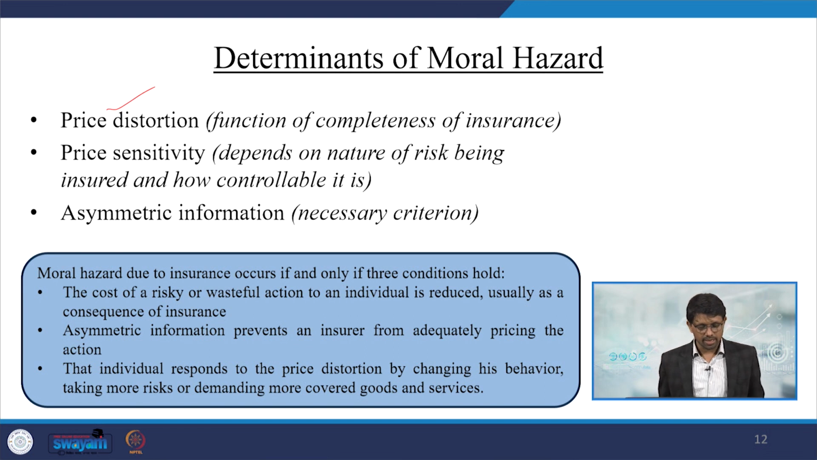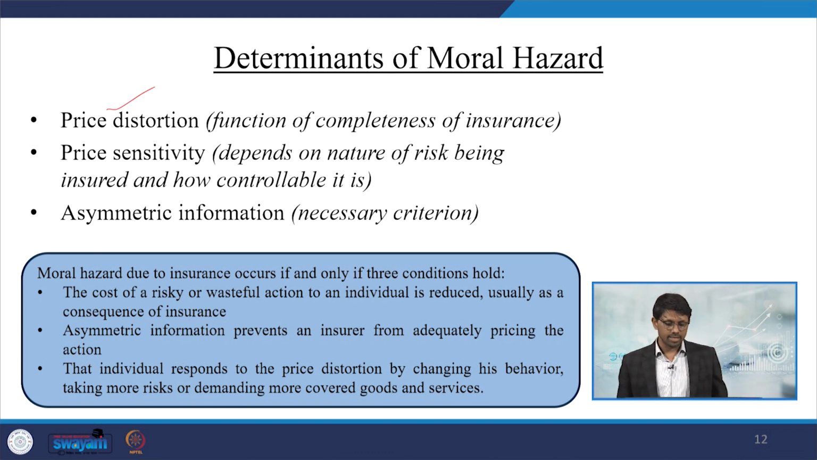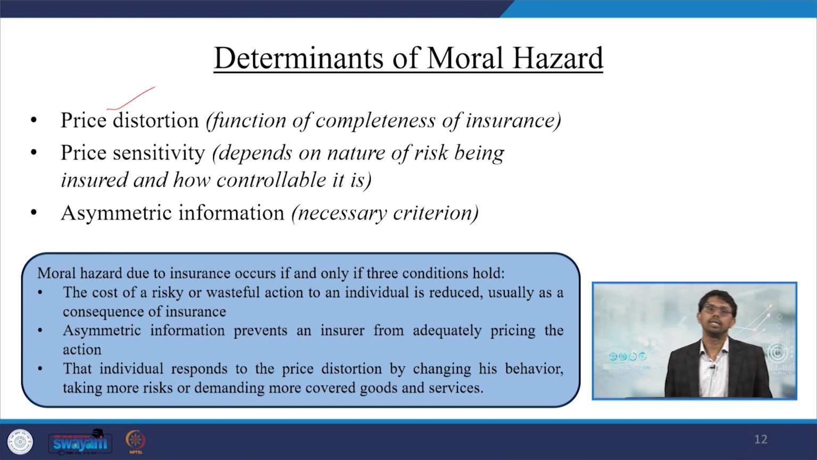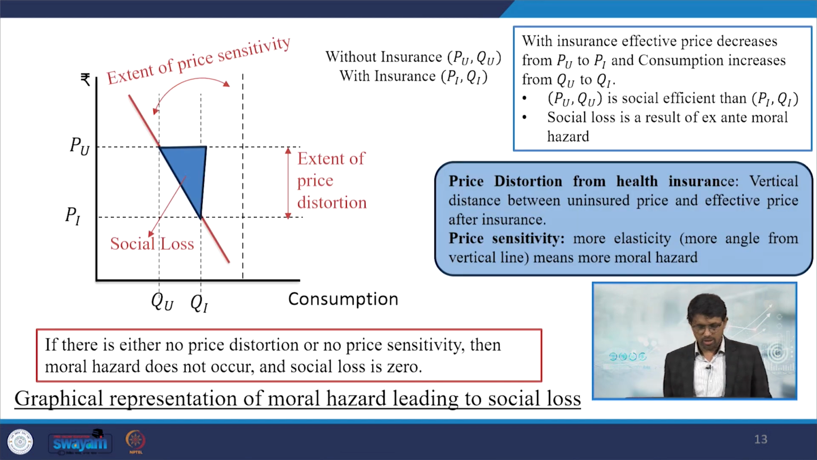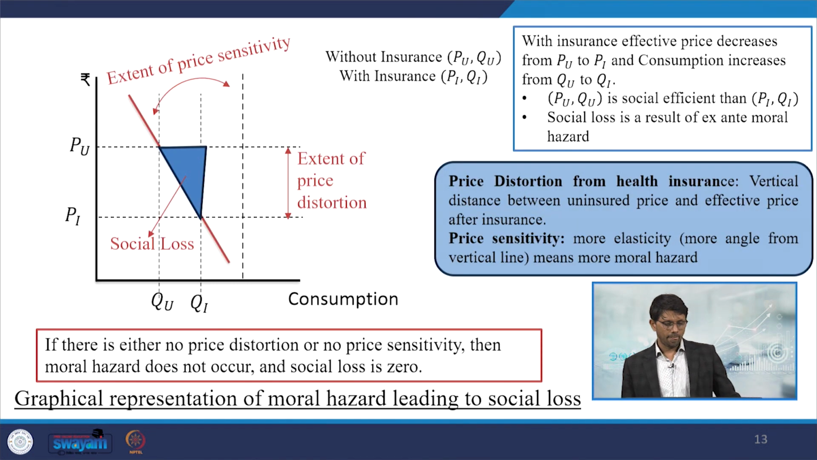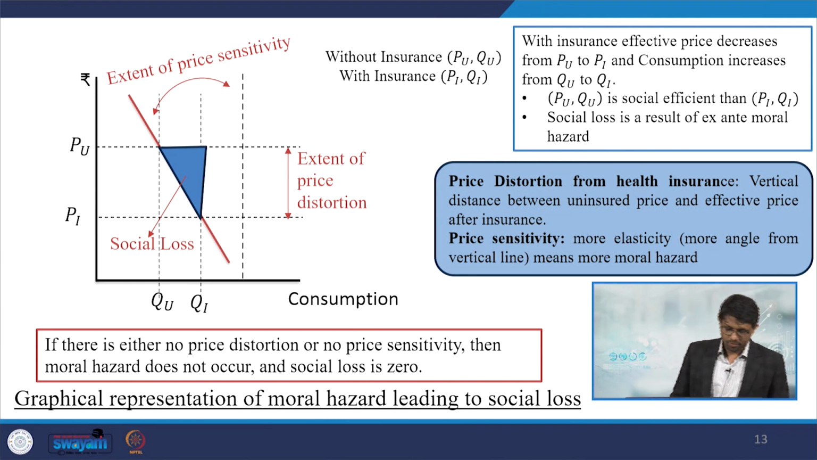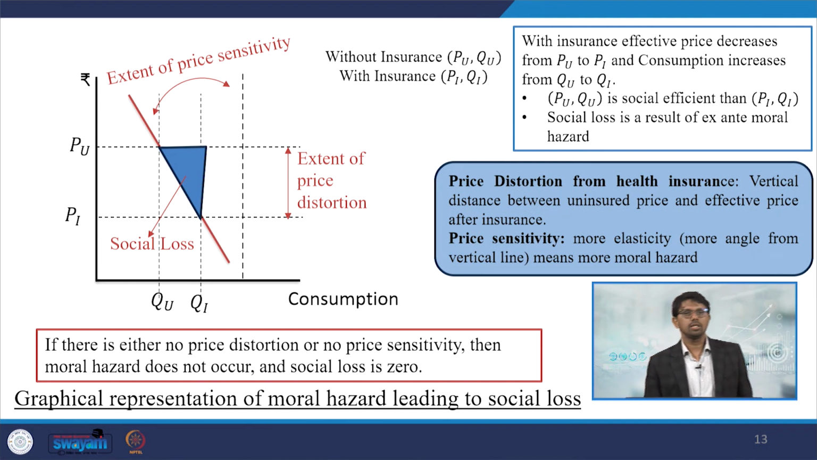Sensitivity is another reason. If the change in price also affects demand, sensitivity again depends on the nature of the risk being insured and how controllable it is, that is, how sensitive the price is with respect to the event. Hence, the cost of risky action, and the distortion and changes, matter a lot in moral hazard behavior. In this diagram, we are trying to explain the social loss that results from the price sensitivity or the price distortion.